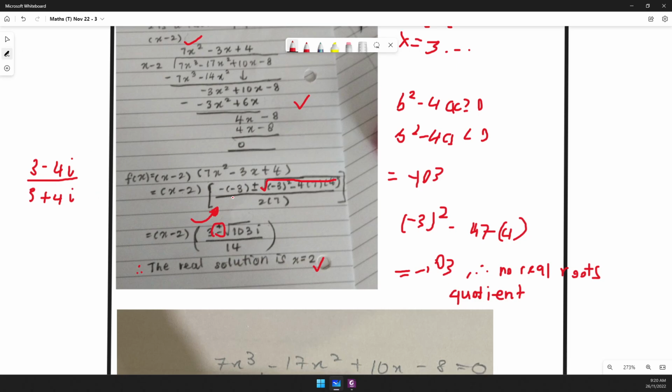So they will both cancel out when you factorize them. That's why the final form of the function will look like a real number, because the imaginary parts cancel. Let's say it's negative 4 and then 4, it will cancel.